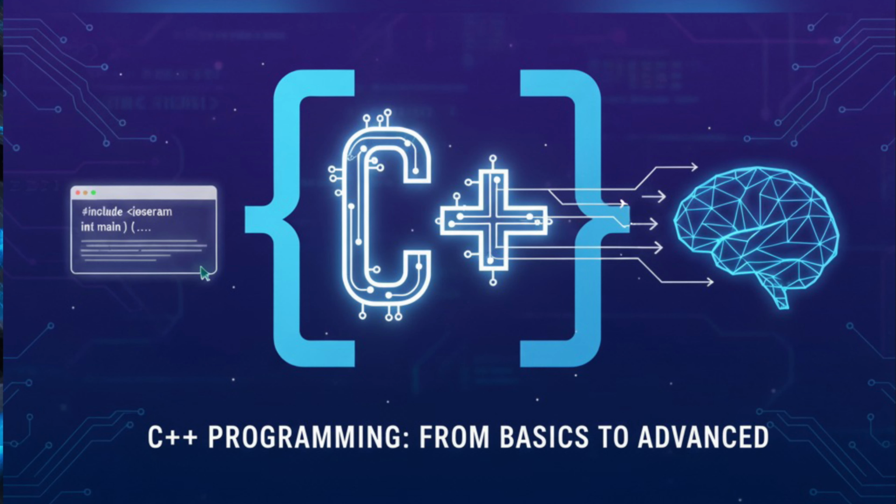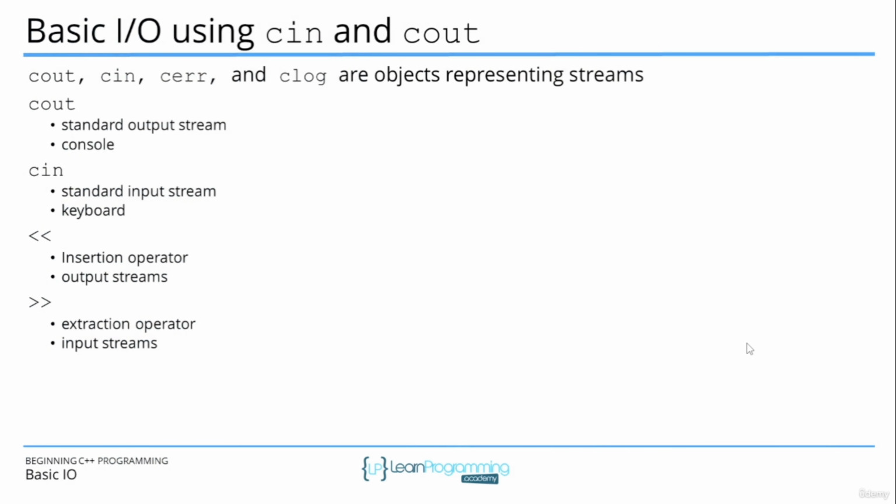In this video, we'll look at basic input-output using cin and cout. cout, cin, cerr, and clog are defined in the C++ standard. To use them, you must include iostream. C++ uses a stream abstraction to handle I/O on devices like the console and keyboard. cout is an output stream that defaults to the console or the screen. cerr and clog are also output streams that default to standard error and standard log respectively. And finally, cin is an input stream that defaults to the keyboard. The insertion operator is used with output streams, and the extraction operator is used with input streams.